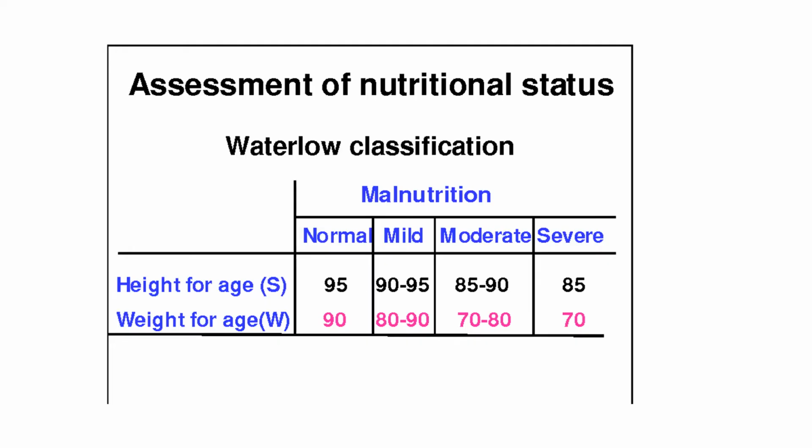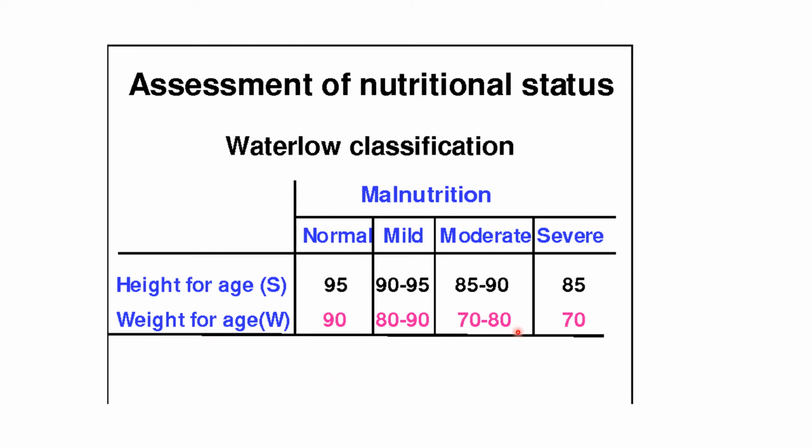Okay, here we can see the assessment of nutritional status according to Waterlow's classification. In the previous slide, we have seen the assessment of nutritional status according to the Gomez classification, where he has classified the nutritional status only through weight for age. Here, this classification gives the nutritional status according to height for age and weight for age also. Height for age means stunting, weight for age is wasting.